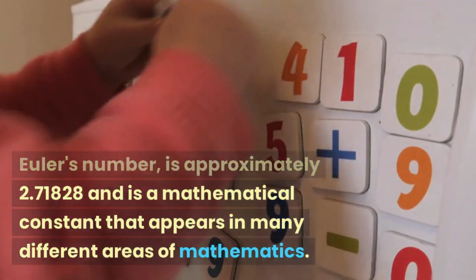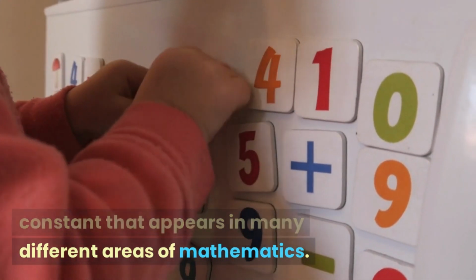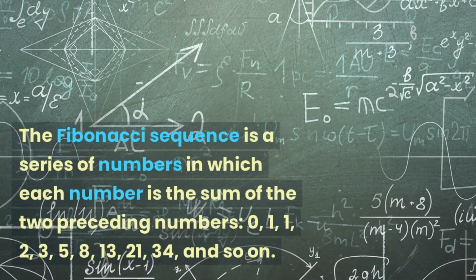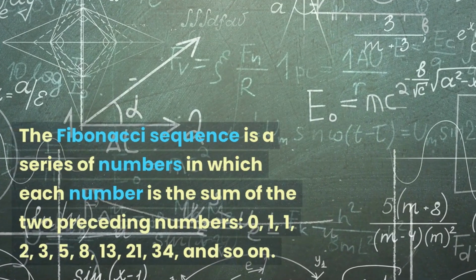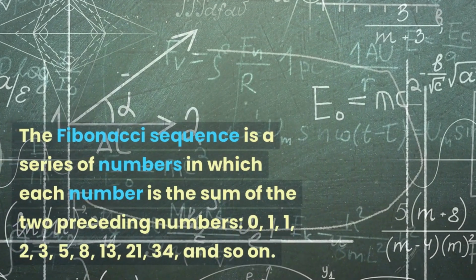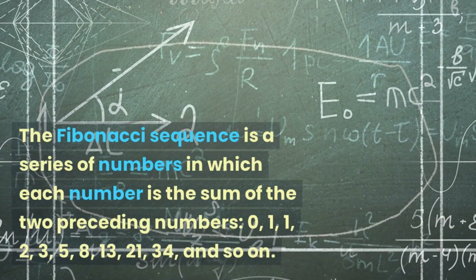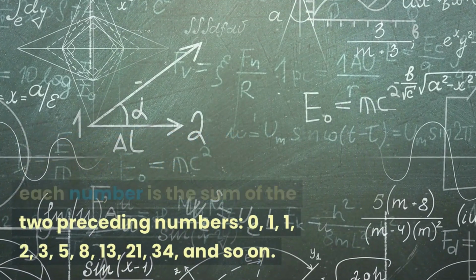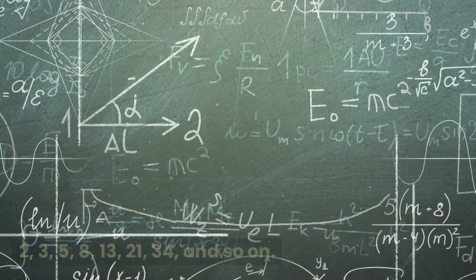The number e, also known as Euler's number, is approximately 2.71828 and is a mathematical constant that appears in many different areas of mathematics. The Fibonacci sequence is a series of numbers in which each number is the sum of the 2 preceding numbers: 0, 1, 1, 2, 3, 5, 8, 13, 21, 34, and so on.